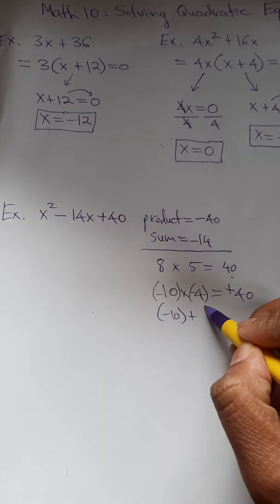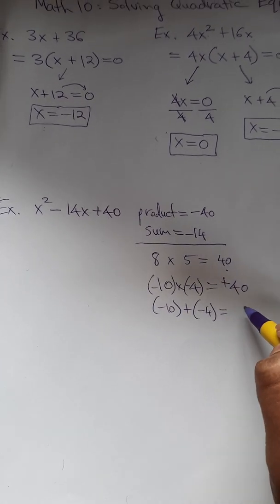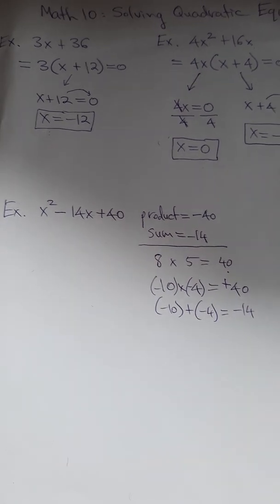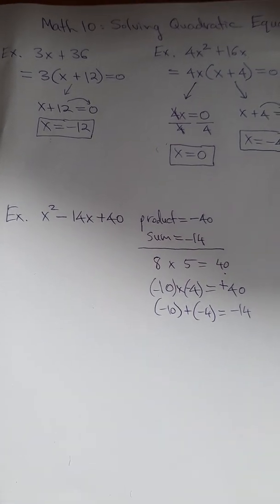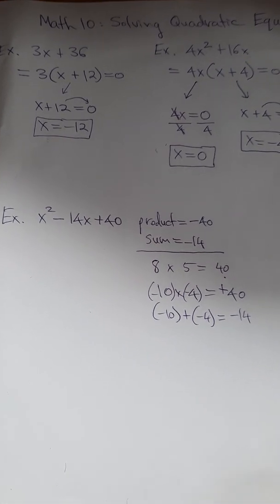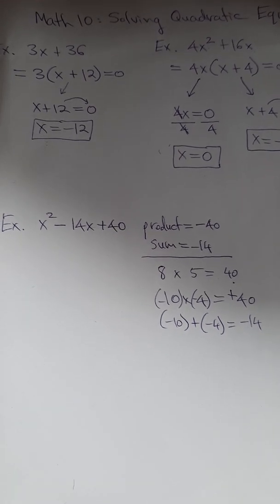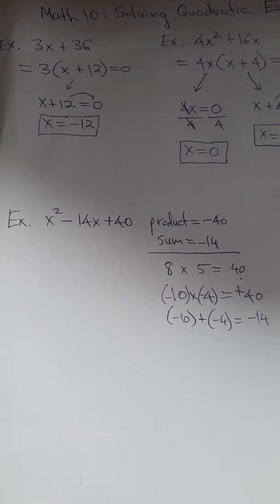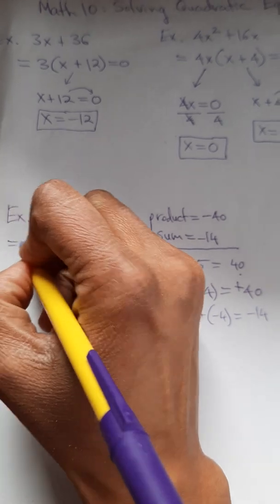Negative 10 plus negative 4, and this is equal to negative 14. Does everyone see that? So what we're going to do here, this is a simple trinomial, but let's try the decomposition method here.